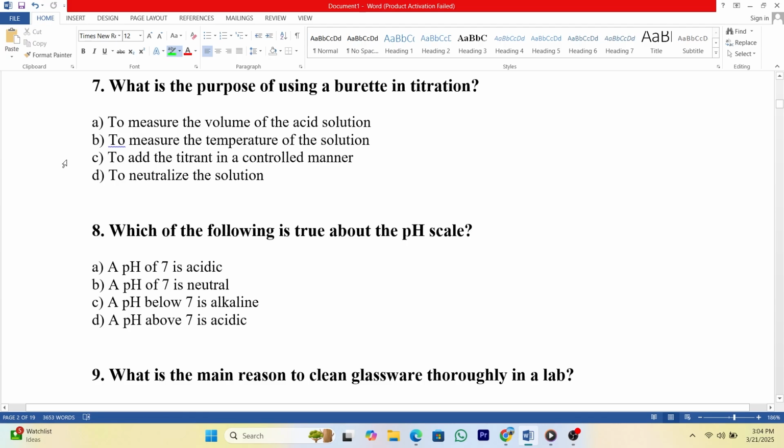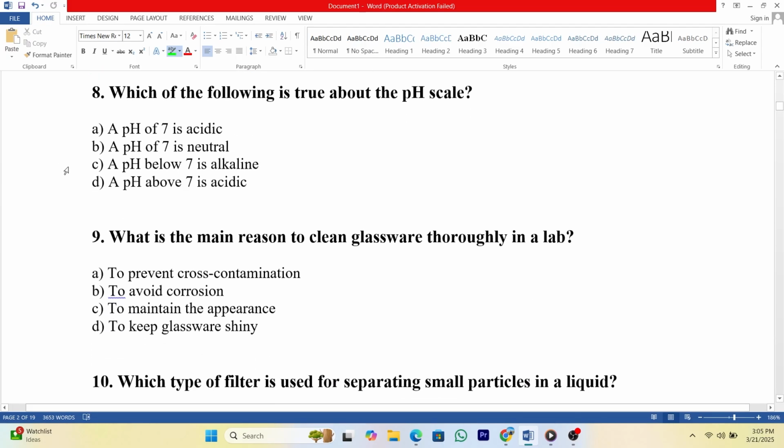7. What is the purpose of using a burette in titration? A. To measure the volume of the acid solution. B. To measure the temperature of the solution. C. To add the titrant in a controlled manner. D. To neutralize the solution. Answer: C. To add the titrant in a controlled manner.